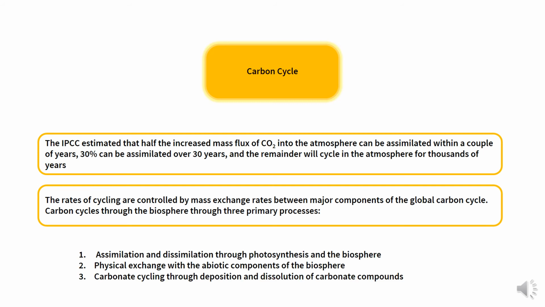The first one is assimilation and dissimilation through photosynthesis in the biosphere. The second is the physical exchange with the abiotic component of the biosphere. And the third is the carbonate cycling through deposition and dissolution of carbonate compounds.